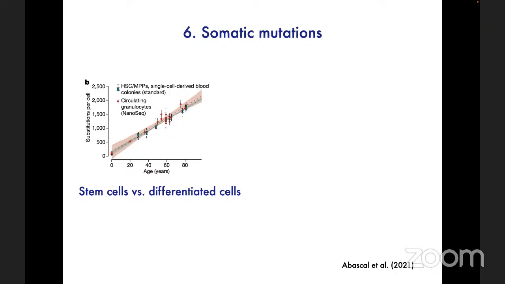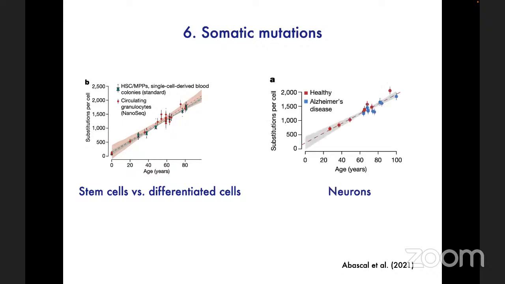what you see is that there's no difference between stem cells and differentiated cells, right? They've gone through vastly different numbers of cell divisions to get where they are, and they have essentially a number of mutations that's determined by the age of the individual, not the cell divisions. Similarly, if we look at neurons, don't worry about the healthy versus Alzheimer's, there's no difference there either. Neurons do not divide, but age is still the thing that's determining how many mutations there are.